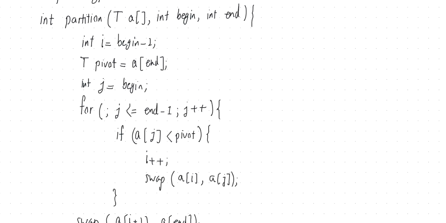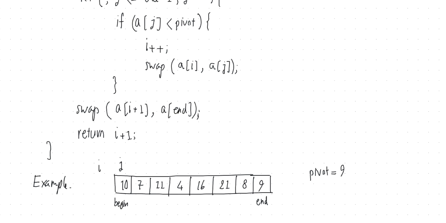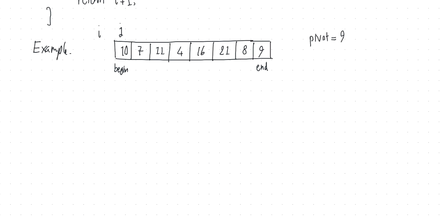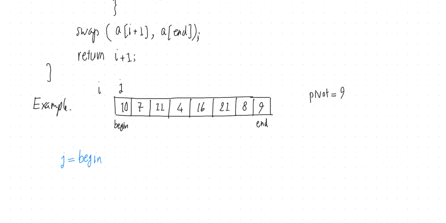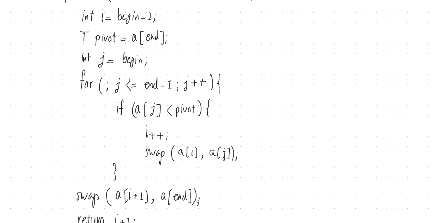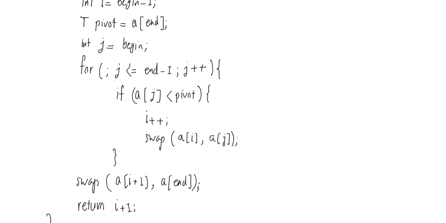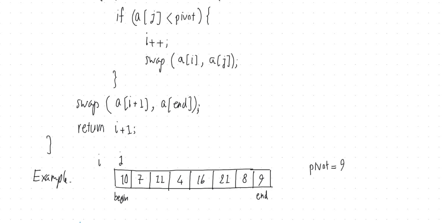Now, if you take a look at this code here, J is going to go from where it is, which is begin, to begin plus 1, begin plus 2, begin plus 3, and so on. So in the first iteration, J is equal to begin. And then we have a condition here. It says compare A at J with the pivot. So A at J is 10, pivot is 9. It says if A at J is less than the pivot, which it isn't, do something, right? Increase I and swap A at I and A at J. But it's not in this case.